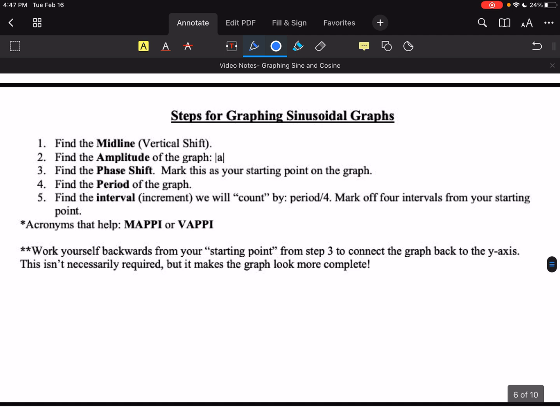So to help you make sure you get all of your information to make graphing easier, we have this little acronym here. So you can use MAPI or VAPI, depending on how you identify your midline or vertical shift. But first thing we're going to find is my midline, then the amplitude, then my phase shift, period, and the last one is my interval. So the interval we haven't really talked about yet.